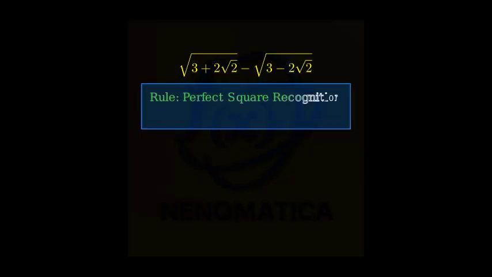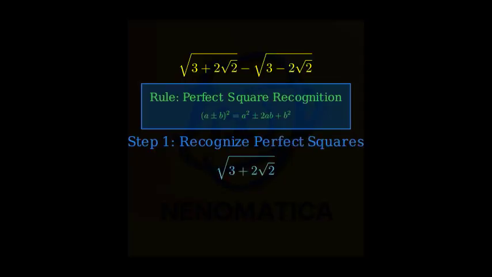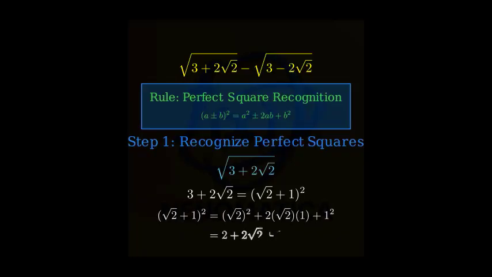Let's begin by examining what's inside each square root. For the first term, square root of 3 plus 2 times square root of 2, we can recognize that this is a perfect square of the form square root of 2 plus 1 squared. Let's verify. If we square square root of 2 plus 1, we get square root of 2 squared, which is 2, plus 2 times square root of 2 times 1, plus 1 squared, which is 1.